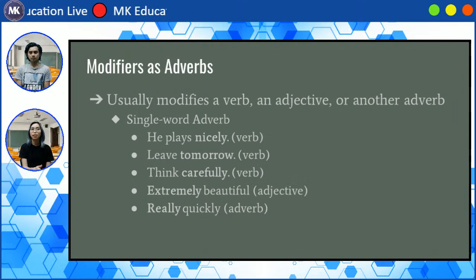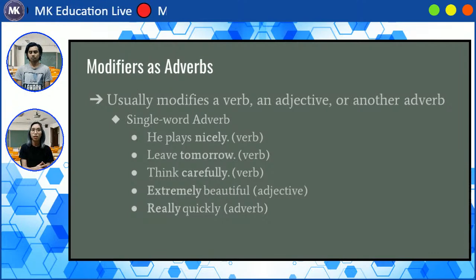Now, modifiers as adverbs. Usually it modifies a verb, an adjective, or another adverb. For example, we have single word adverbs, okay? The first sentence we have here, he plays nicely. The word nicely, the adverb here, modifies the verb plays. Second one, leave tomorrow. The adverb modifies the verb leave. Next, think carefully. Carefully here is our adverb and it still modifies the verb think.